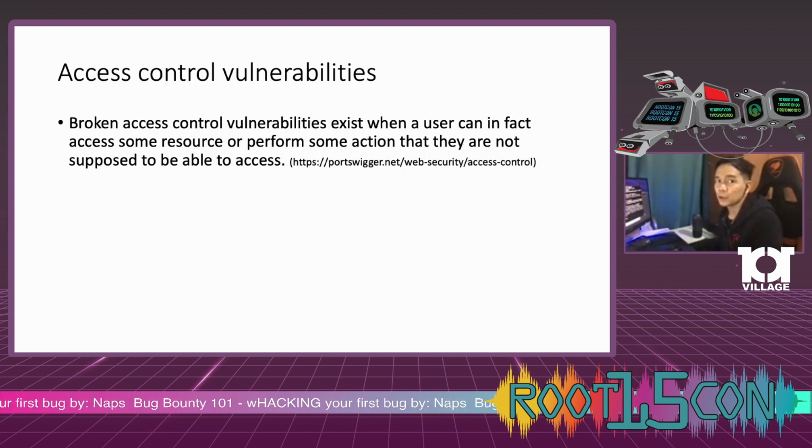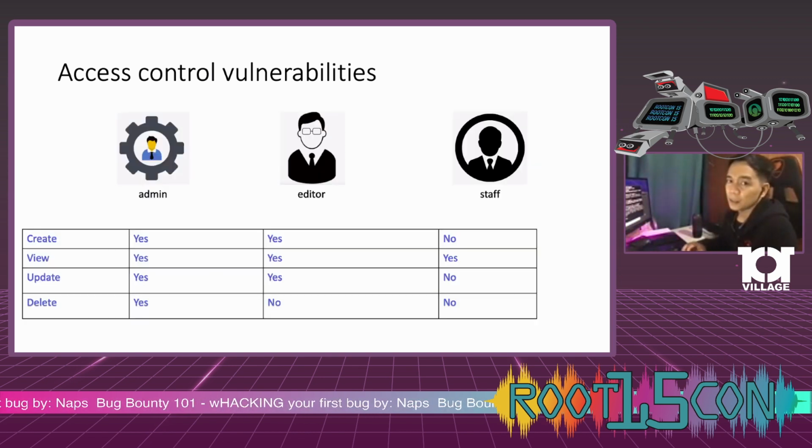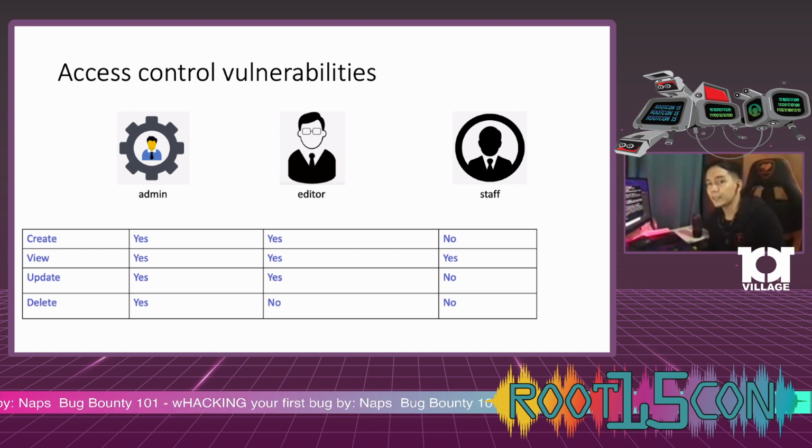So for access control vulnerabilities, broken access control vulnerabilities exist when a user can in fact access some resource or perform some action that they are not supposed to be able to access. So let's say we have a simple role-based access control. We have 3 roles, and each role has specific permissions. We have 4 functionalities: create, view, update, delete.